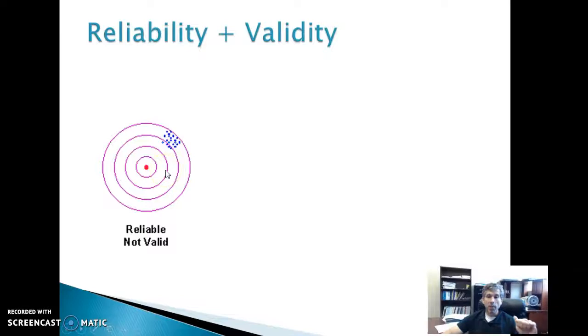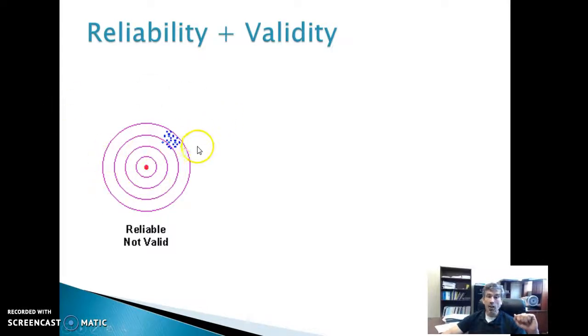So a measure that has reliability but not validity is going to have a lot of consistency of measurement. Your scores are going to be grouped together very closely, but they're not accurate. They're consistently inaccurate, in fact. An easy example to think of, imagine a bathroom scale. You step on it, it tells you your weight. Your real weight, the actual value on that variable, is 150 pounds, we'll say.